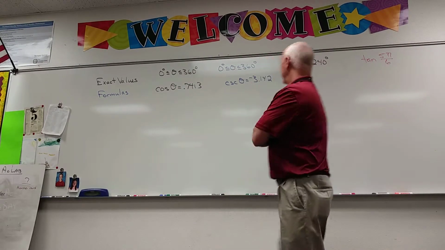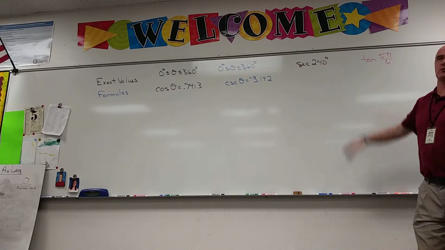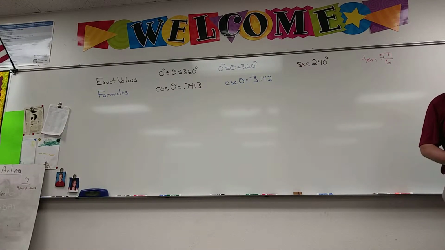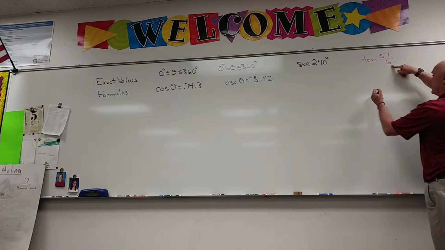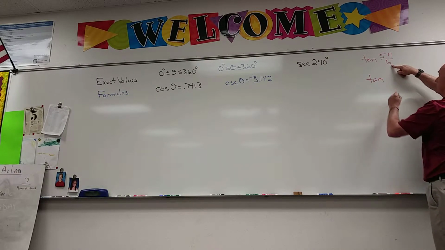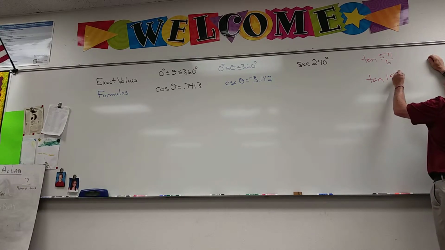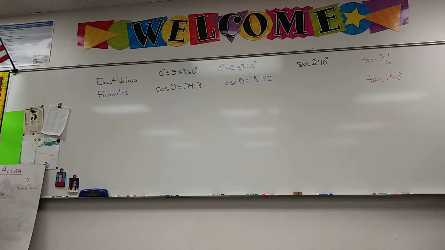Okay? Right now we're doing the tangent of 5 pi over 6. Talk to me about tangent of 5 pi over 6. What's the first step? I am not yet fluent in radians, so let's get it into degrees. What does the 6 mean? 6 means 30. 5 30s, so therefore, we're talking about the tangent of 150 degrees.